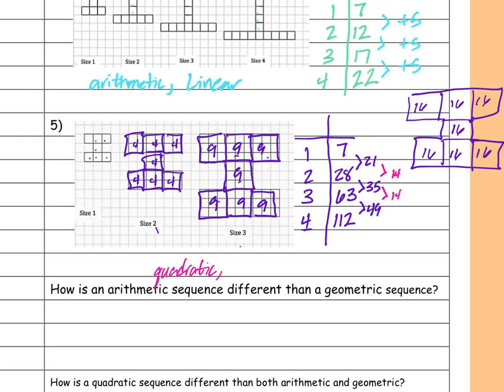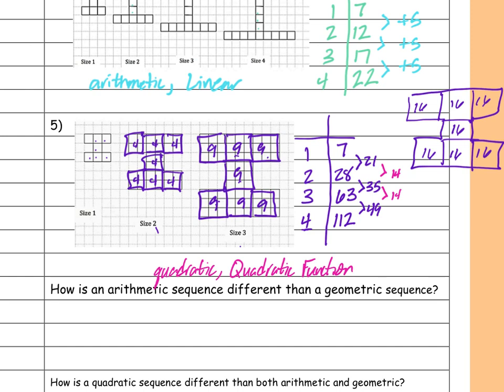Quadratic. Okay, and so what type of function? This one should be easy because if it's quadratic pattern, it's a quadratic function. Those ones are the same.